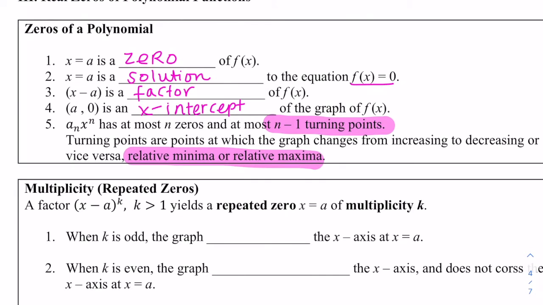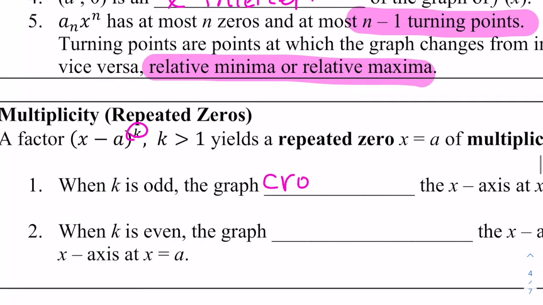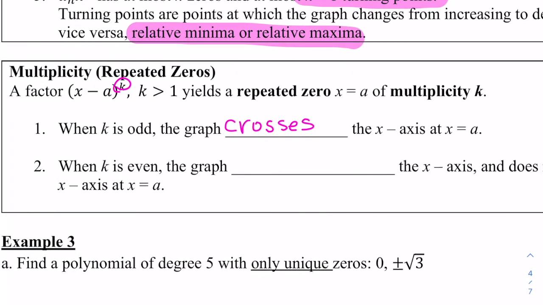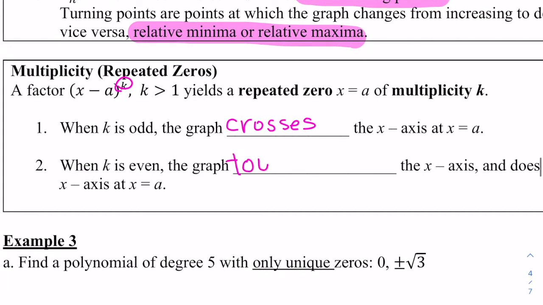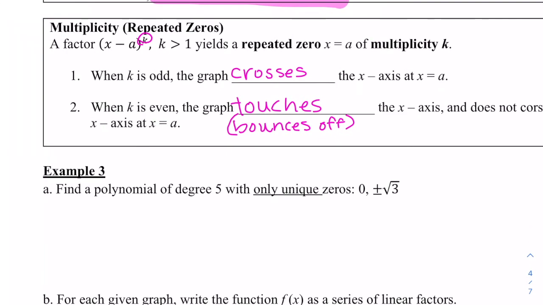In general, looking at multiplicity, we're still looking at zeros. If we have any of these zeros as factors with an exponent k, and as long as k is greater than 0, whenever k is odd, the graph will cross the x-axis. When k is even, the graph is going to touch, or I even say bounces off, the x-axis. Okay, we're going to look at what that means in just a minute.